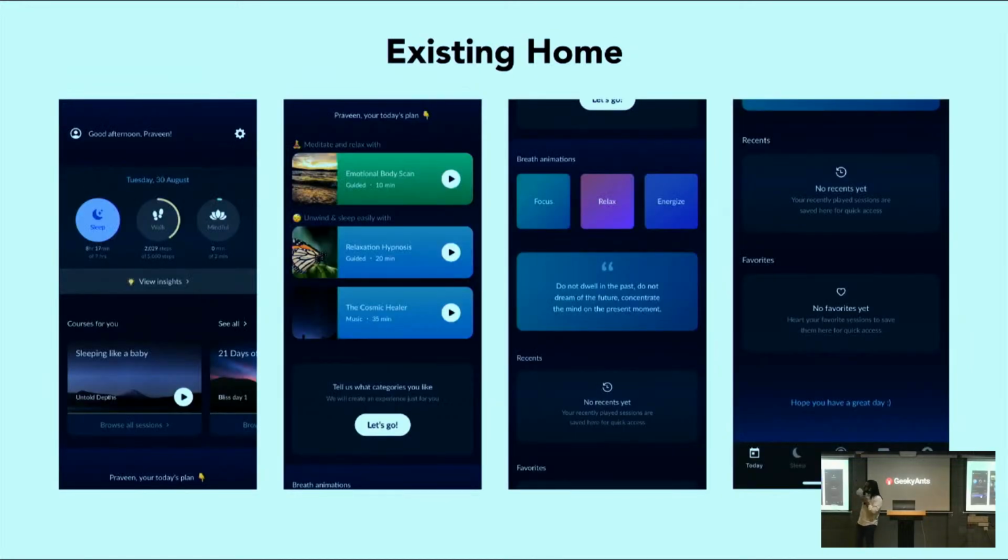So this was our existing home before the redesign. We had a tracker and we had daily suggestions. And then we also have breathing animations and inspirational quotes, and also recents and favorites, where when a user is doing some action, we show that again. And we also found that recents and favorites have a good amount of engagement.